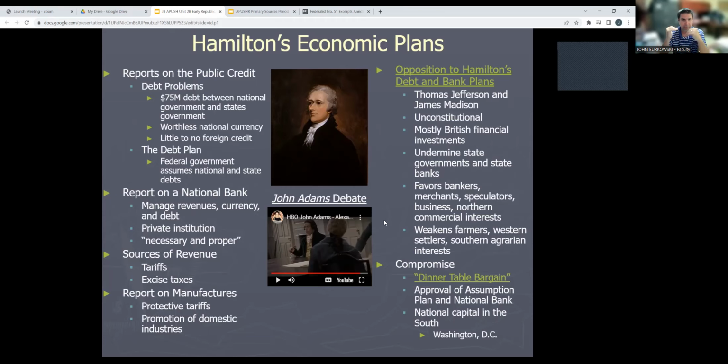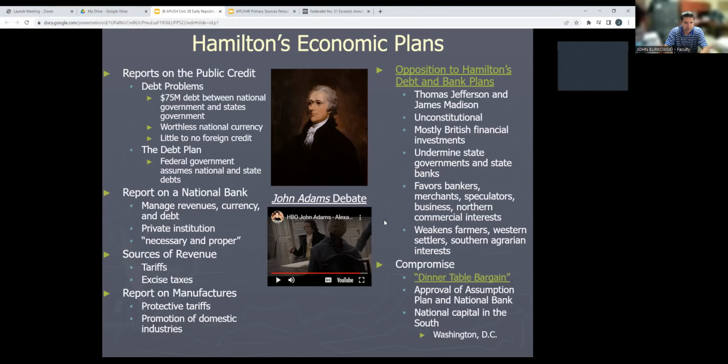Two slave states, okay? But the idea by Jefferson and Madison is that it helps to keep an eye on the federal government. Oh yeah, it's strong. Well, these two states, Virginia and Maryland, especially Virginia, that's where Madison and Jefferson are from, they're going to keep an eye on this federal government, kind of surrounding them. They'd be like, don't get any bright ideas or clever ideas, federal government. We're surrounding you. Hamilton's all like, okay, fine, have it. Hamilton is not that concerned about where the capital is. He's getting the debt plan. He's getting the bank. Sign, seal, deliver. All right, done. And that's your dinner table bargain.